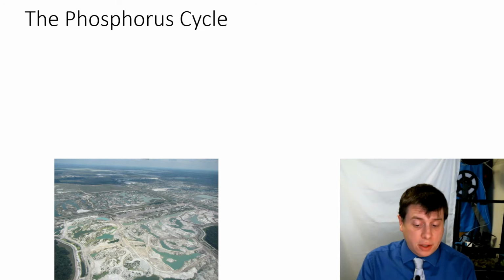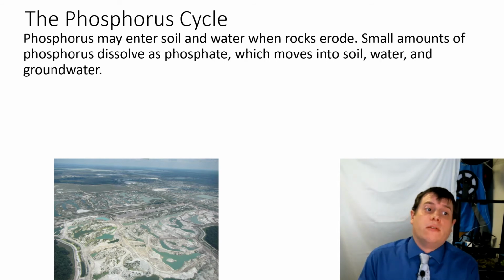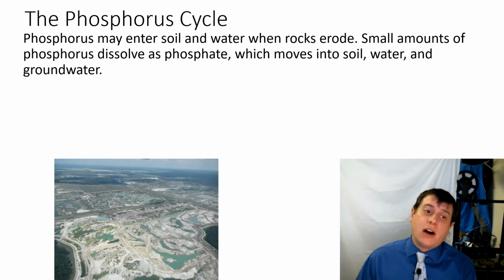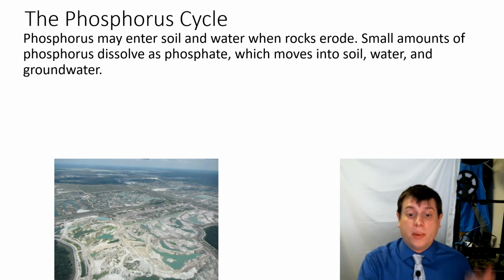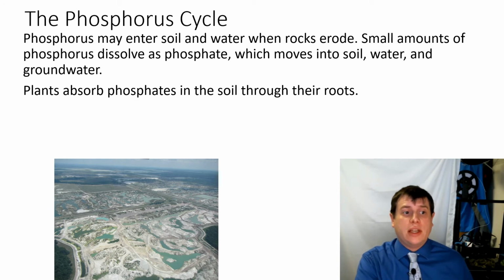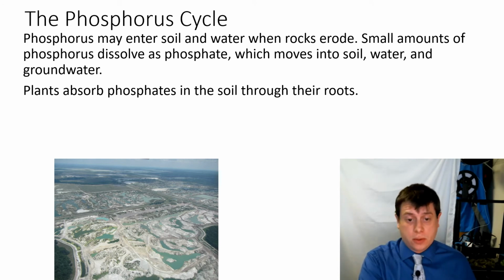So let's take a look at the phosphorus cycle and break it down. Phosphorus may enter soil and water when the rocks erode. Small amounts of phosphorus dissolve as phosphate, which will move into soil, water, and groundwater. That water can then be absorbed by the plants, and those plants can use it. Plants absorb the phosphates in the soil through their roots.